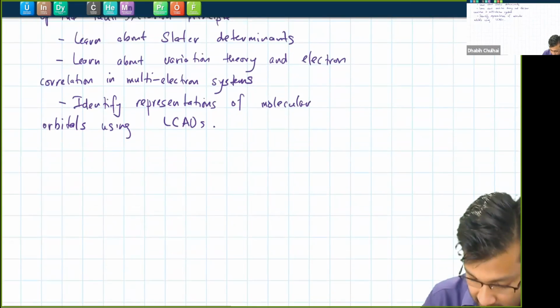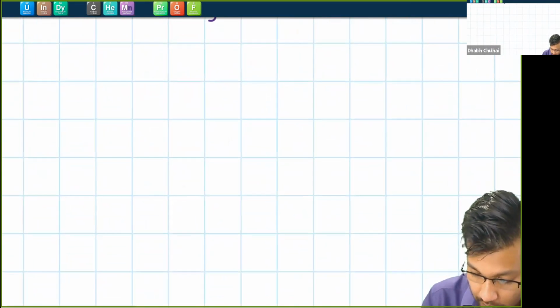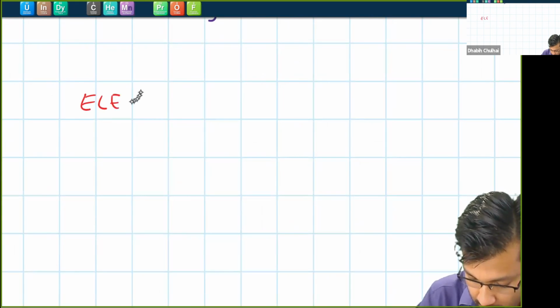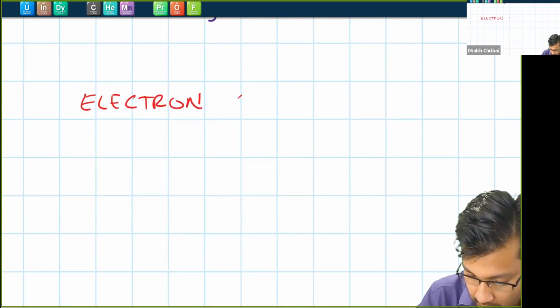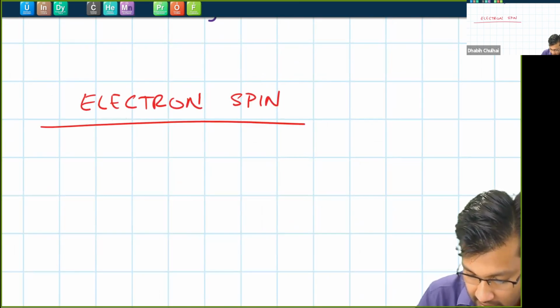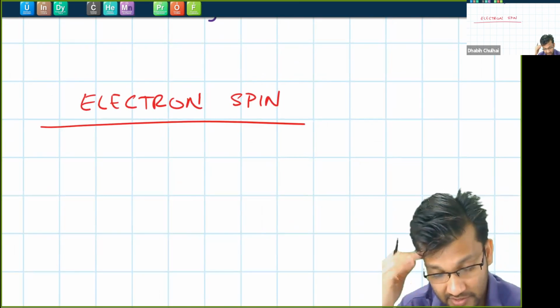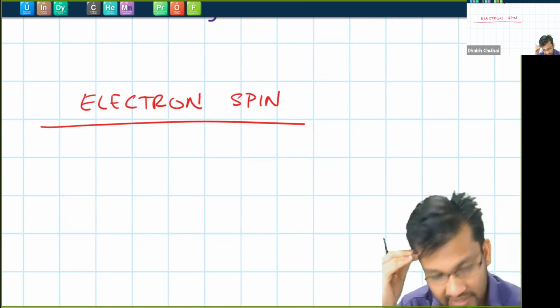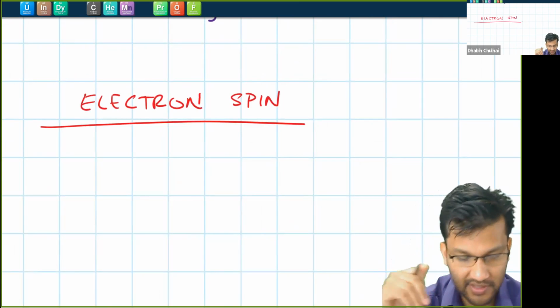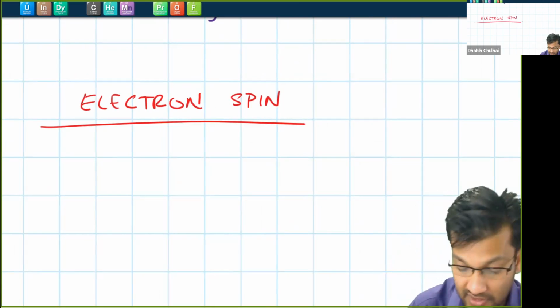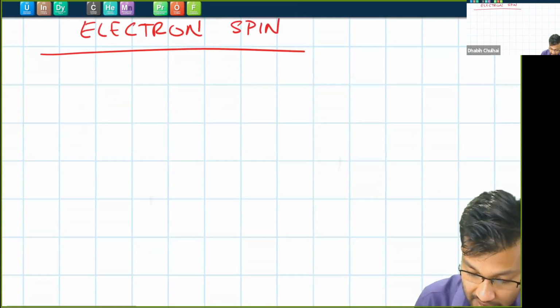Okay, looks like it. All right, so we're going to start with the electron spin. So far, we haven't talked about the electron spin. So we're going to introduce the idea, because once you start dealing with more than one electron, the spin becomes important.